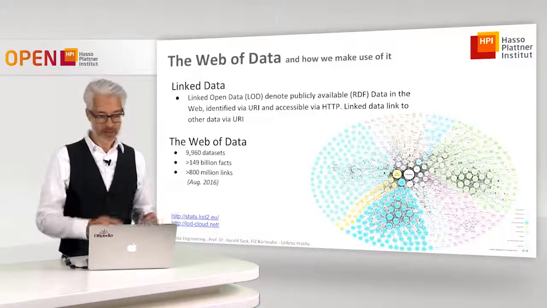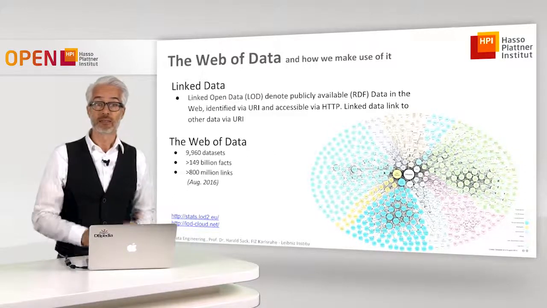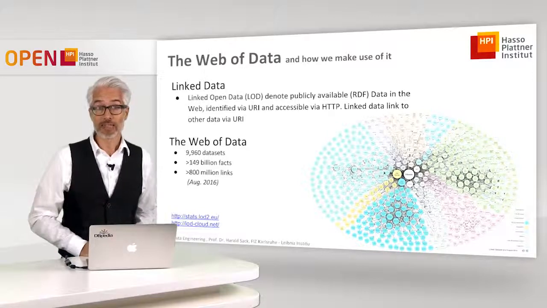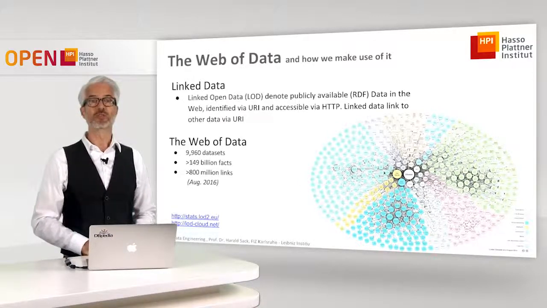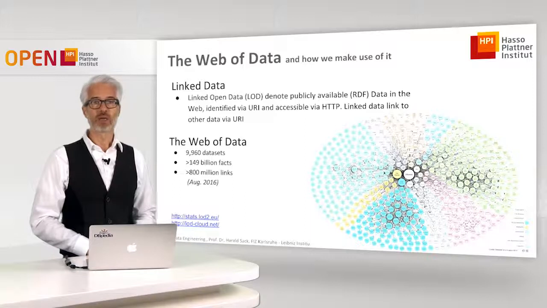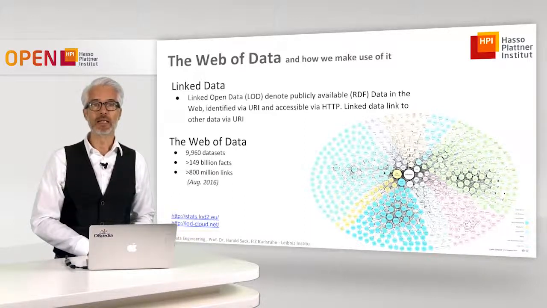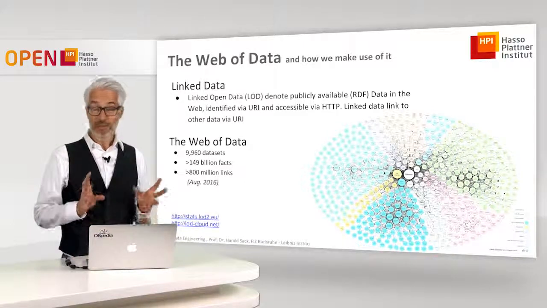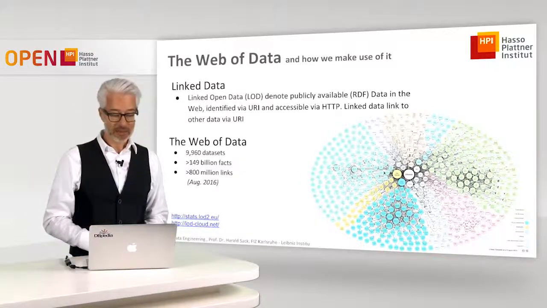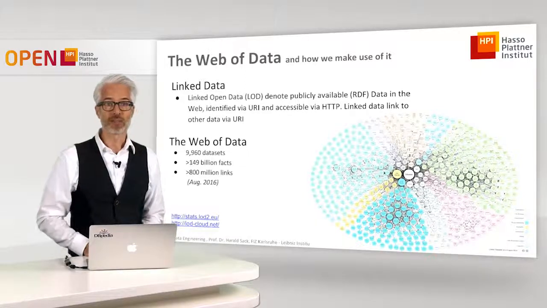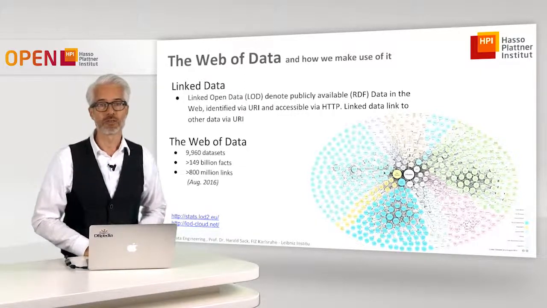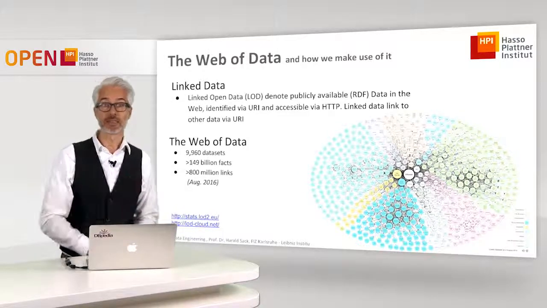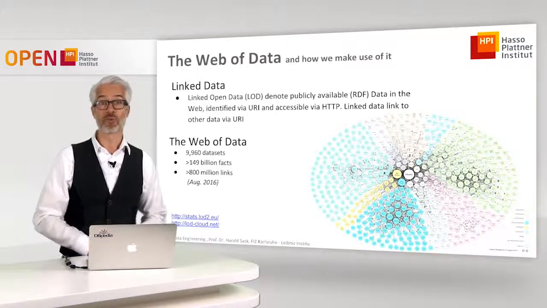Let's recapitulate that: the web of data contains more than 9,000 or almost 10,000 datasets. About 150 billion facts are represented in it, and there are about 800 million links among these datasets. You can learn more statistics about this huge web of data if you access one of these URLs. Either you go to stats.lod2.eu or to lodcloud.net. There you can find current statistics of the actual size of the web of data.